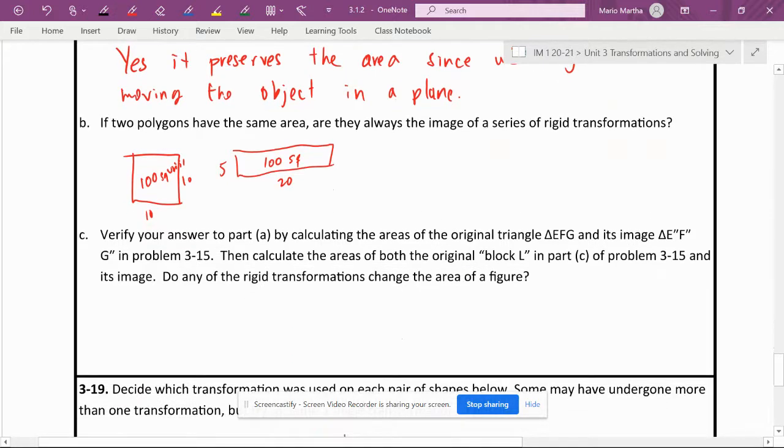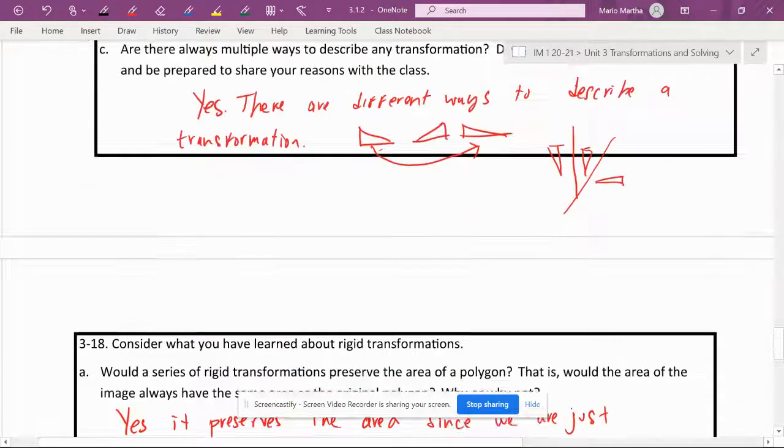And then it says verify your answer in part A by calculating the areas of the polygon and triangle ABC, EFG, and the triangle E double prime in problem 3-15. Then calculate the areas of both the original block L, problem 3-15, and its image. Do any of the rigid transformations change the area of the figure?